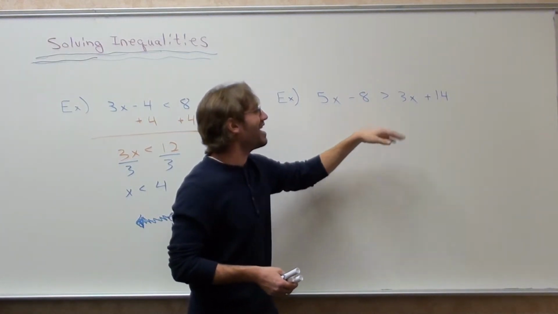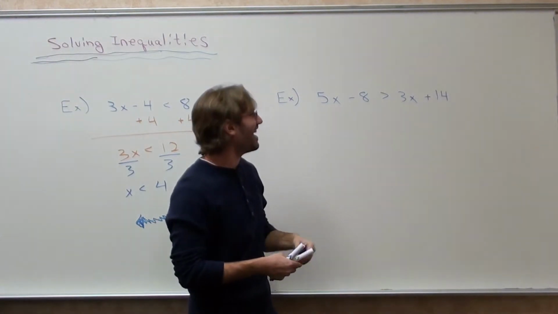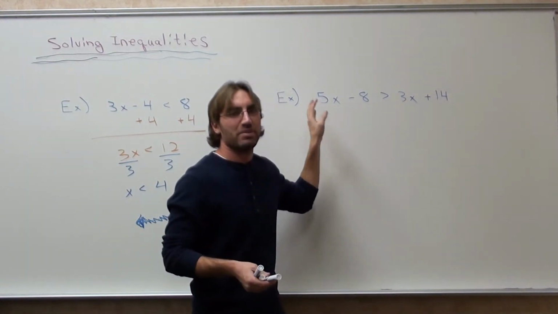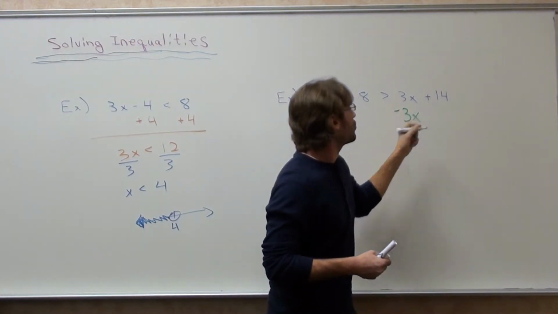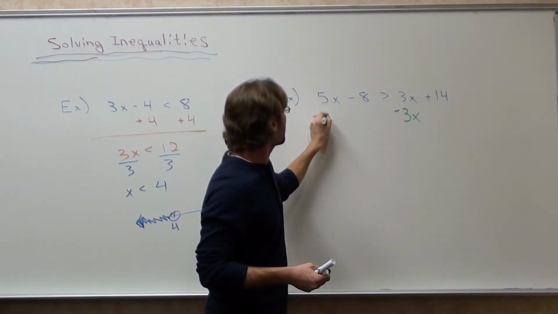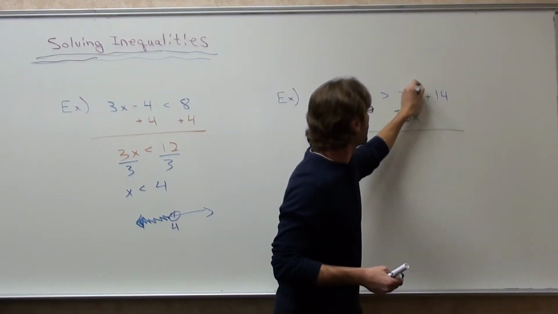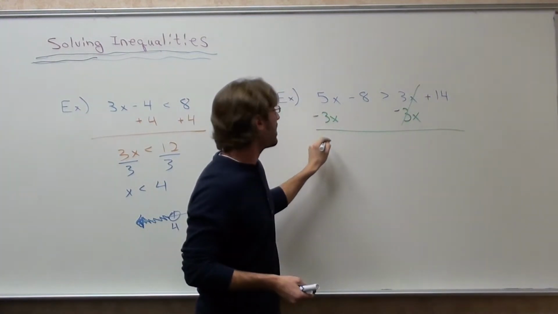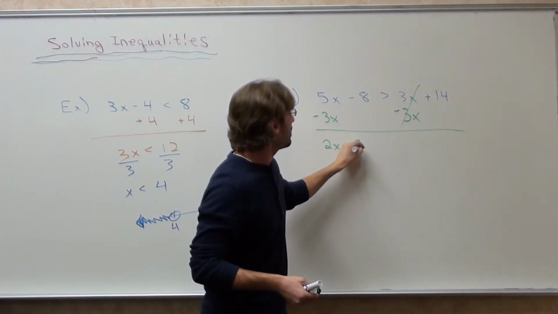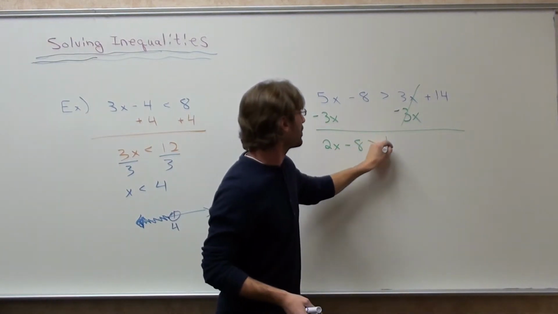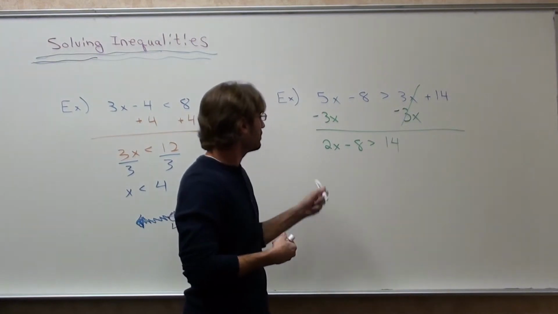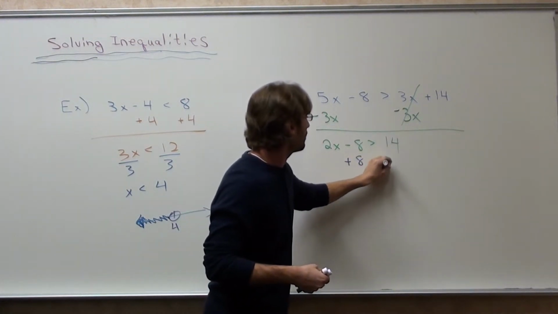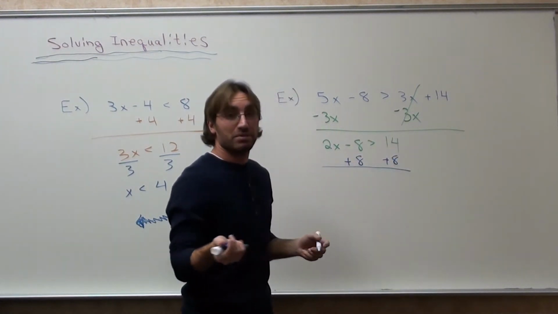Anyways, so I'm going to go ahead and put all my x's on one side, put everything without an x on the other. Subtract 3x from one side. 5x minus 3x is 2x. Minus 8 is greater than 14. Add 8 to both sides.